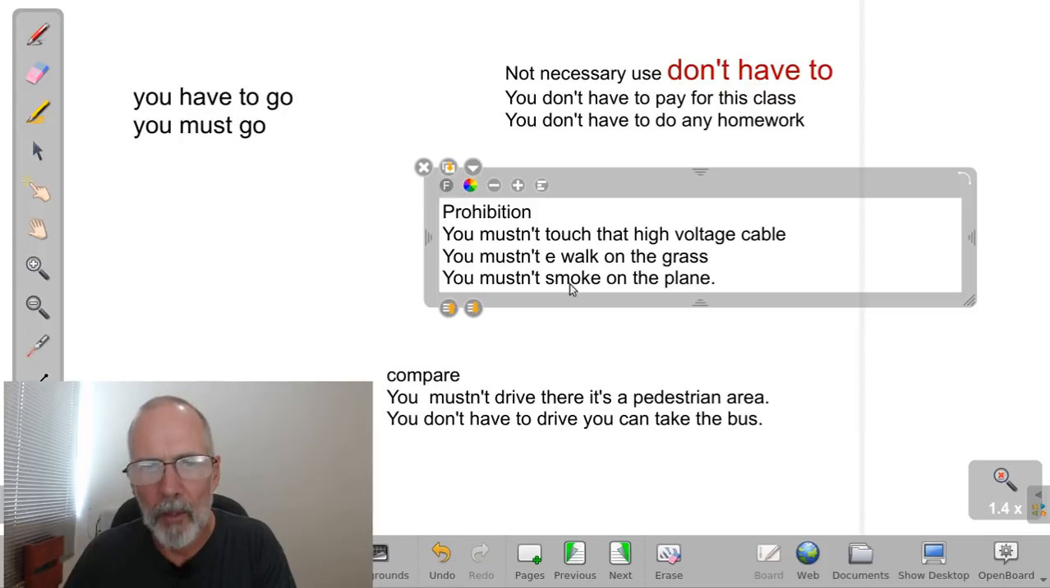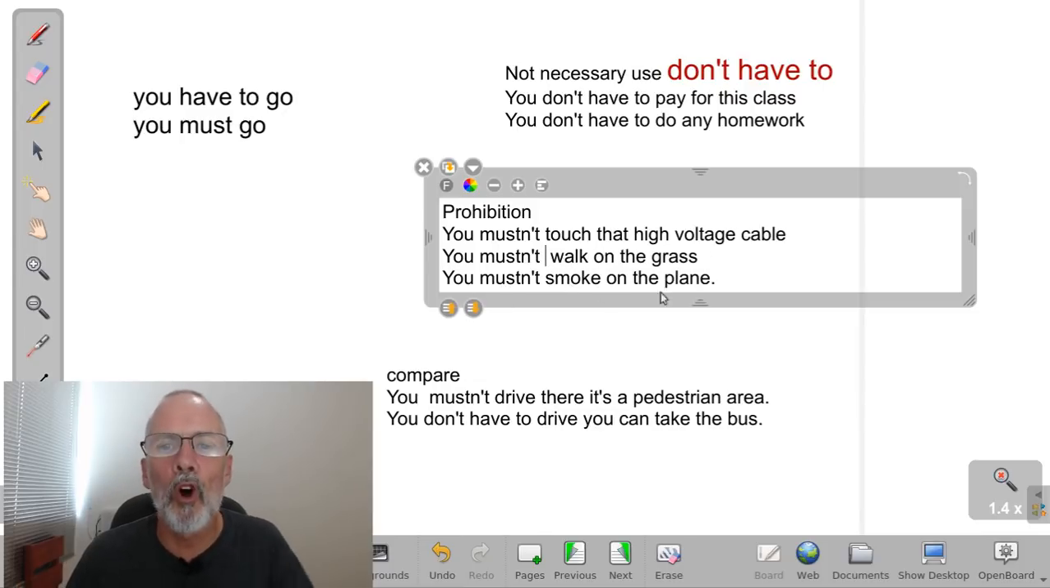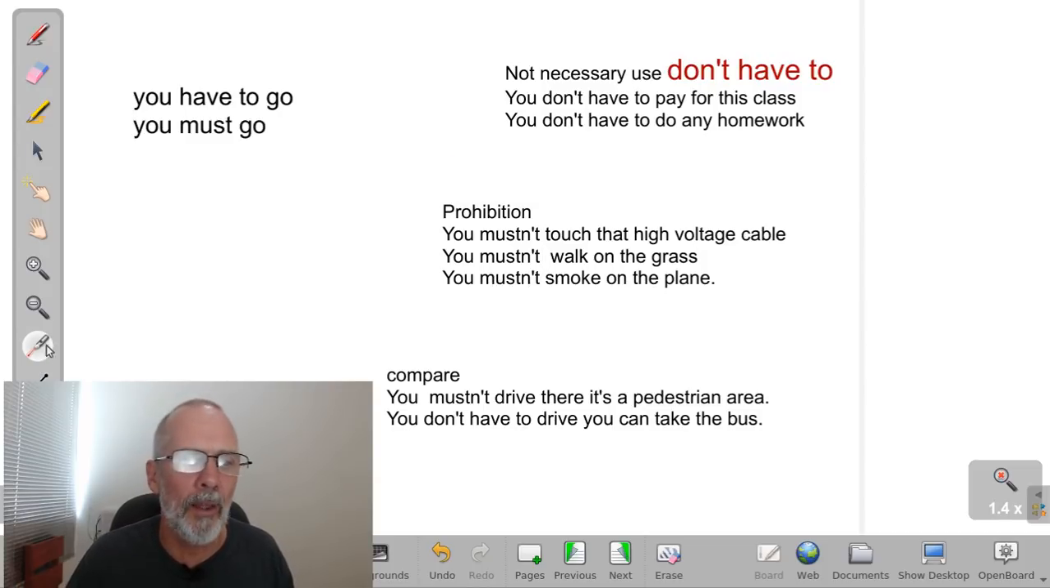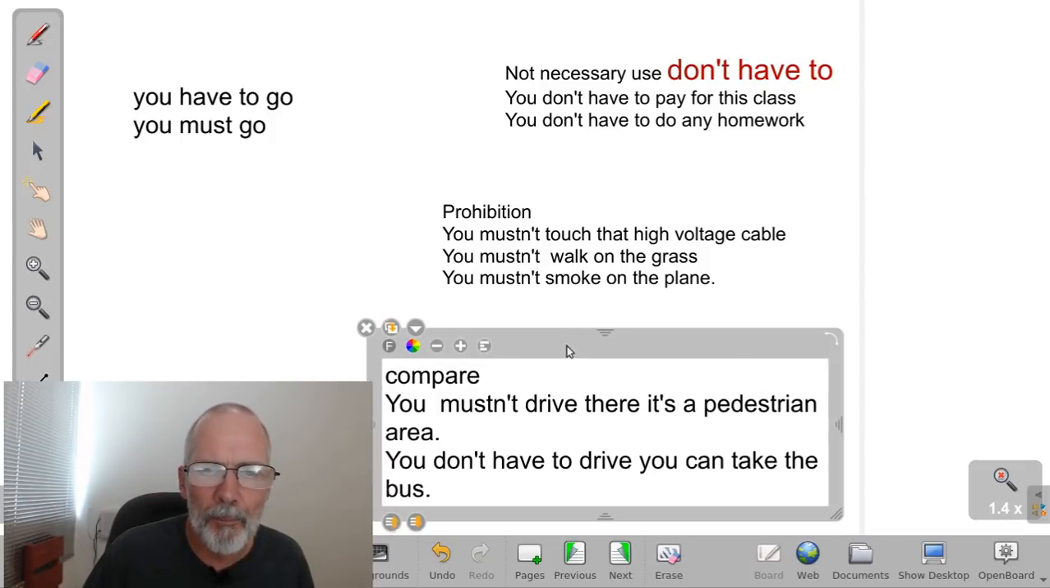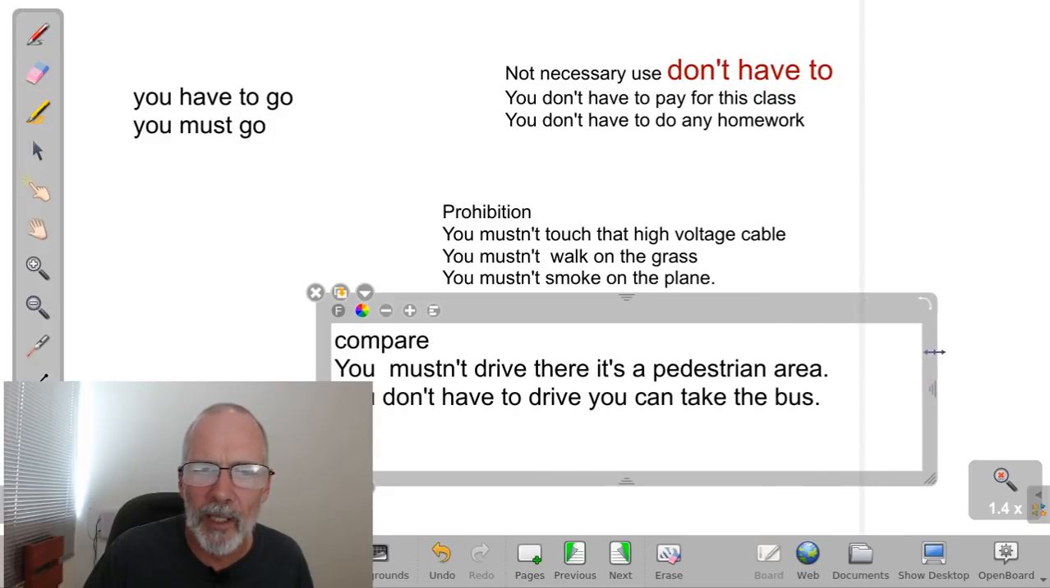I probably changed my mind about that. You mustn't walk on the grass. It's prohibited to walk on the grass. You mustn't smoke on the plane. It's prohibited to smoke on the plane. So before we finish, let's look at the other one that I've got down here, which is comparing the two. Look at the difference between these two.